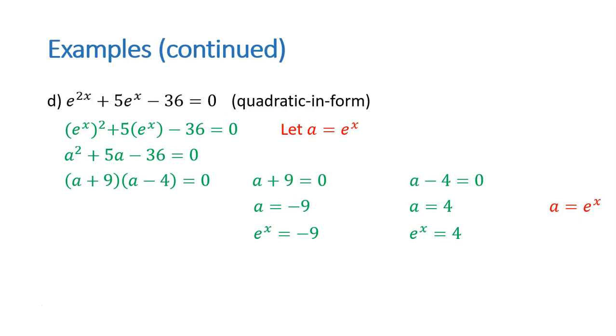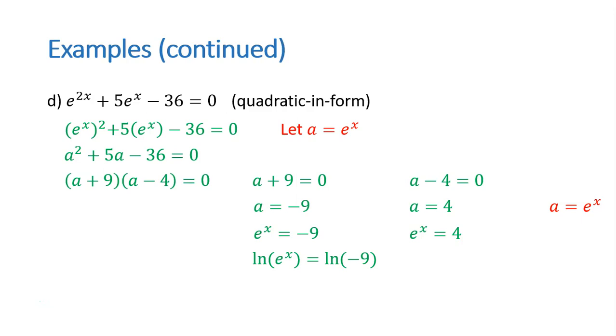So let's start on the left-hand side. E to the x is equal to negative 9. I can't write negative 9 in terms of a base of e, so my best option is to use a logarithm. In this case, let's use the natural log. We know natural log and e are direct inverses of each other, so they should just immediately cancel. So natural log of e to the x is equal to natural log of negative 9.